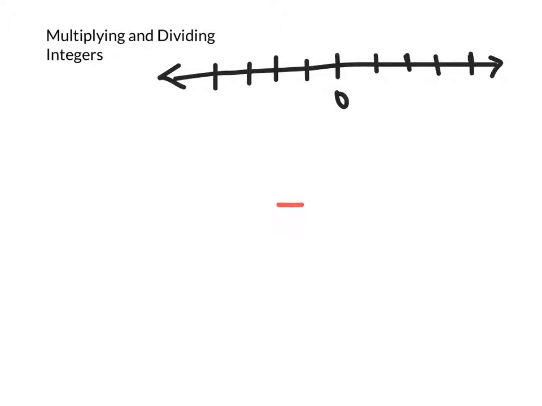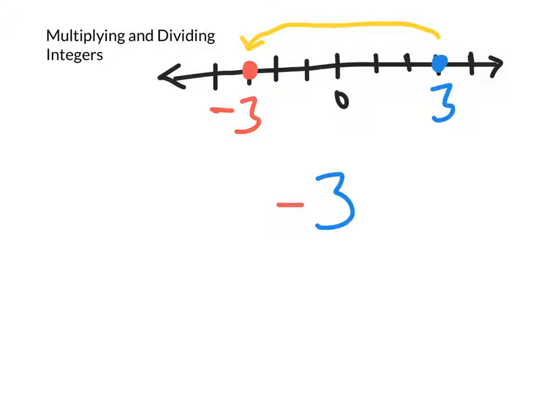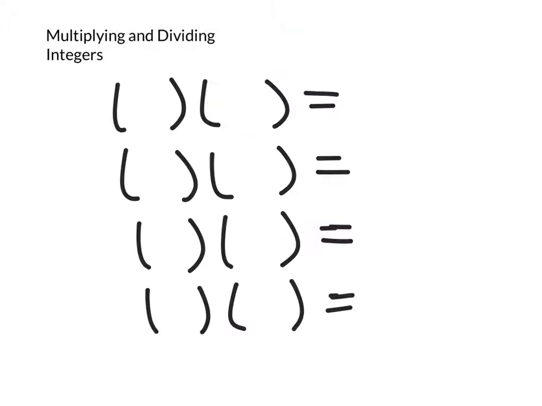For example, if I take the number 3, which is right here on the number line, and I put a negative sign in front of 3, it's going to cause that 3 to go to the other side, and it's going to become the opposite, which is negative 3. This property of this symbol meaning the opposite is what we're going to use when we are multiplying and dividing integers.